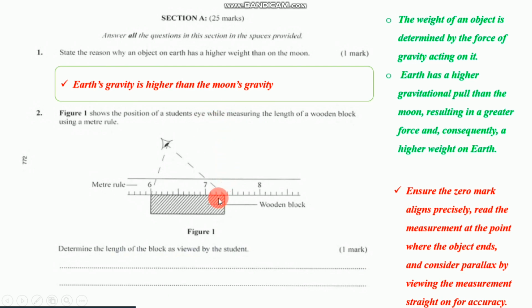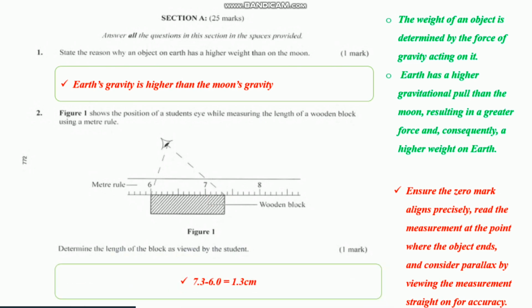Therefore, the correct way to make the reading is to view this object from the top, perpendicular to where the meter rule is. Following all these rules, we get the reading as 7.3 where the object ends, and the initial position was not 0, it was 6.0. Therefore, if we subtract 6.0 from 7.3, we get 1.3 centimeters. So that is the reading of that object. The object measures 1.3 centimeters.